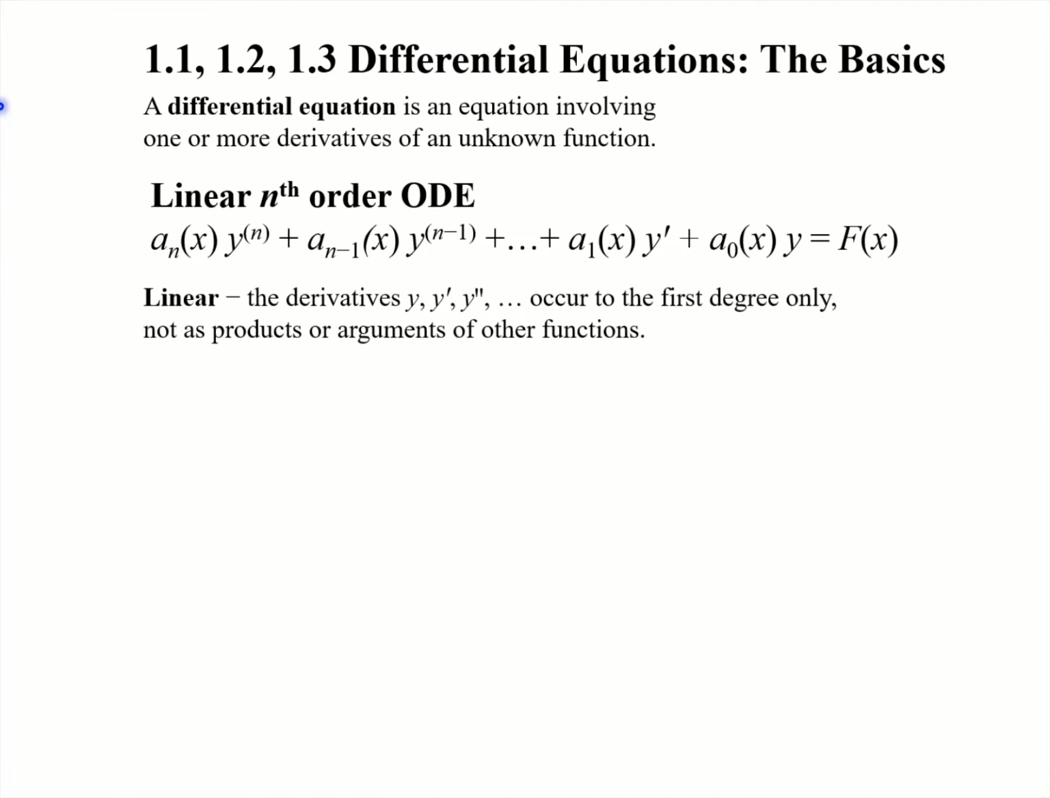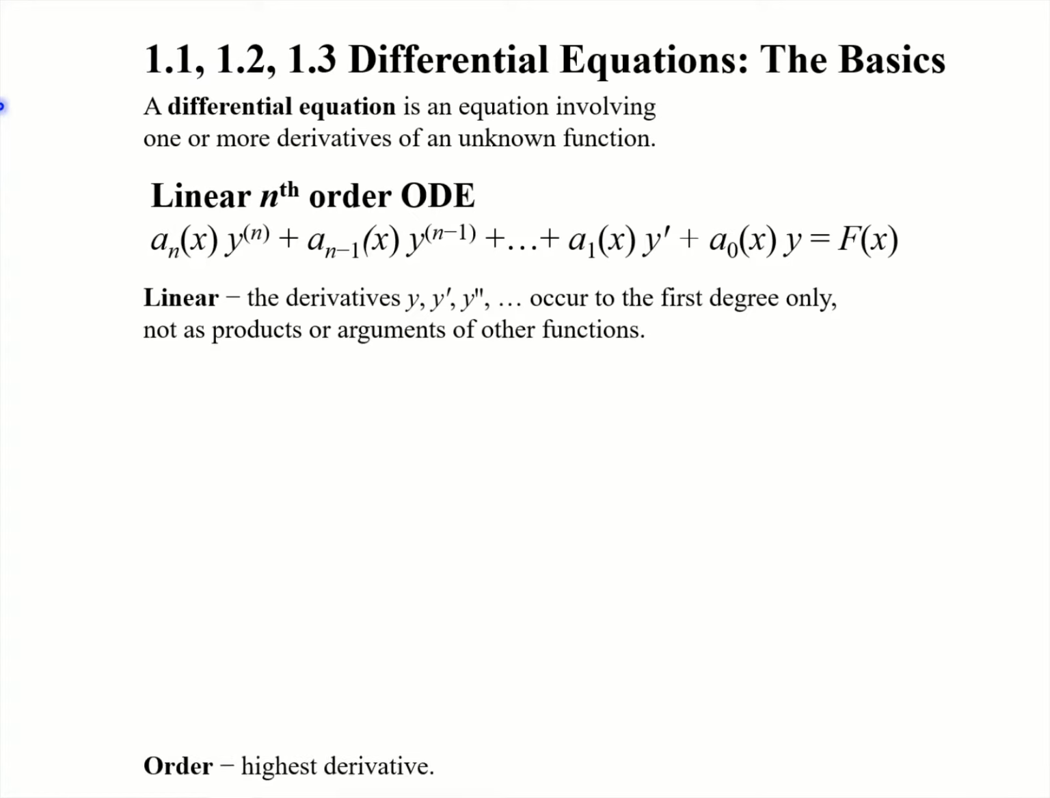Linear. The derivatives, we'll start off with y. We'll label that as a derivative, the 0th derivative. So y, y prime, y double prime, etc. occur to the first degree only. So we don't have y double prime to the 4th power. It's the first degree only, and not as products or arguments of other functions. So we don't see the square root of y prime, or we don't have y prime times y triple prime, etc. So that's what it means to be linear.